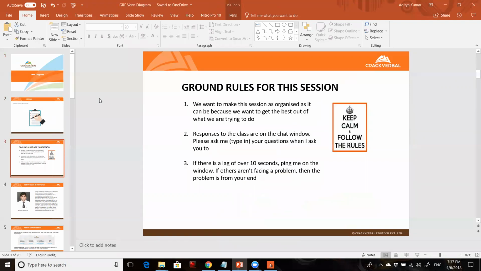A couple of ground rules for the session. For us to be a little more organized, make sure that any responses or any questions or queries that you need to ask, please type it in the chat window. I will definitely look at your query and respond to it after I give you my explanation of the question. If you ask me any doubt in between the explanation, it spoils the flow of an explanation. If you face any audio or video issues, or if you see any lag which is more than 10 seconds, quickly ping me in the chat window, or quickly log out and log in. I think that should fix the issue.